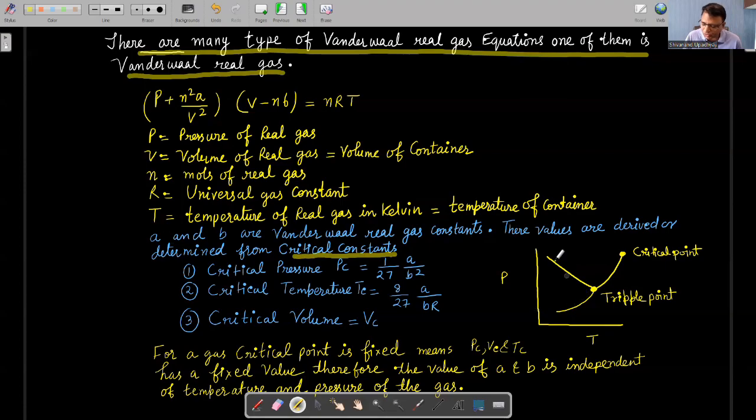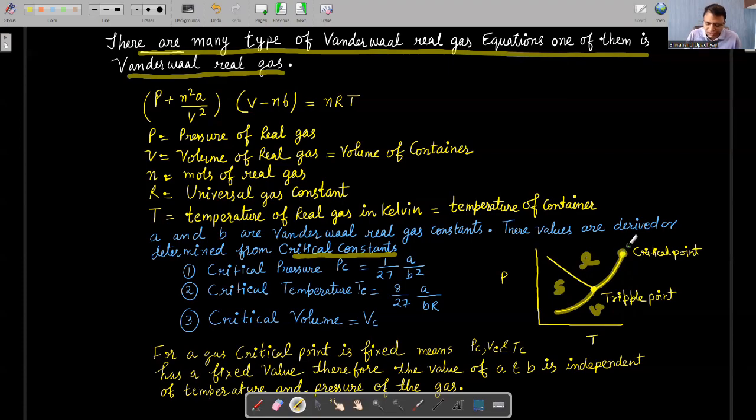Suppose I'm talking about water, this is the triple point where solid, liquid and gaseous or vapor states of the substance are in equilibrium. If we move along this curve, at this point, this is the critical point. So the critical point is a point we cannot change for a substance. For water, the critical point is fixed. Means the pressure, temperature, and volume corresponding to the critical point are fixed.